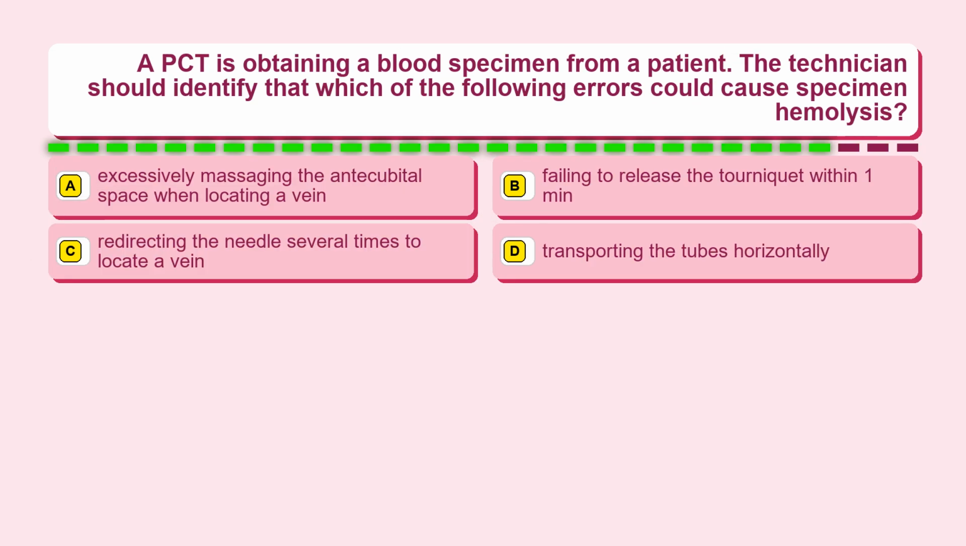Question 31. A PCT is obtaining a blood specimen from a patient. The technician should identify that which of the following errors could cause specimen hemolysis. Option A. Excessively massaging the antecubital space when locating a vein. Option B. Failing to release the tourniquet within 1 minute. Option C. Redirecting the needle several times to locate a vein. Option D. Transporting the tubes horizontally.